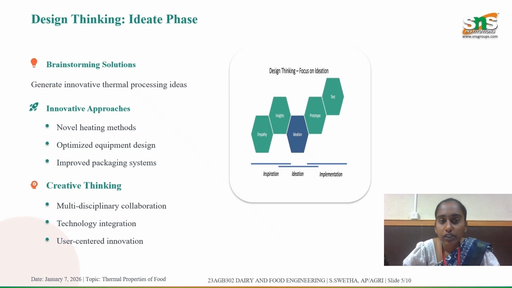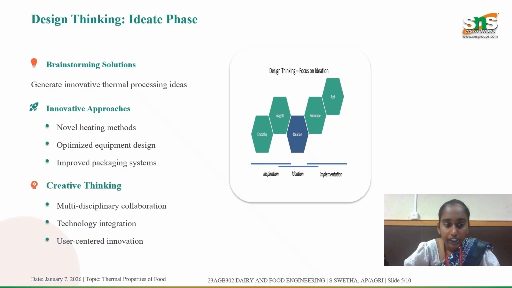In the ideate phase, how can we get ideas to overcome these challenges, to generate innovative processing ideas? As I suggest, we can do many projects in thermal processing lines. It has very high scope in current trends in food industries in India as well as in foreign countries. The innovative approaches I have given are novel heating methods. We can invent many novel heating methods which are cost friendly and eco-friendly, and we can optimize the equipment design based on product efficiency and needs. We can also improve packaging systems.